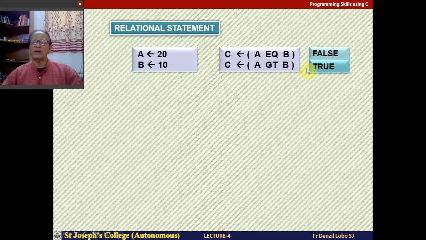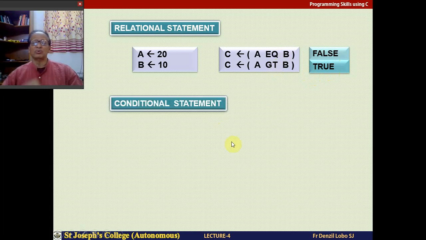Therefore, the values returned by these relational statements are only two. Either it is false or true, either it is no or yes, or it is 0 or 1. So these are the only two values returned by these relational statements or relational expressions.